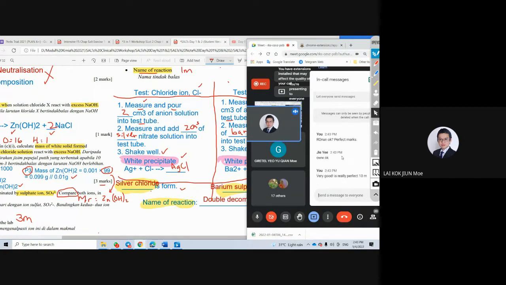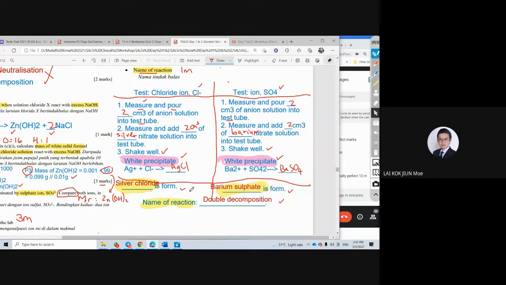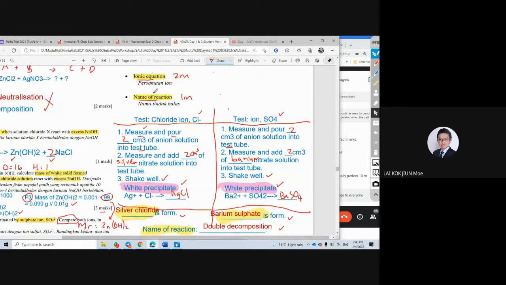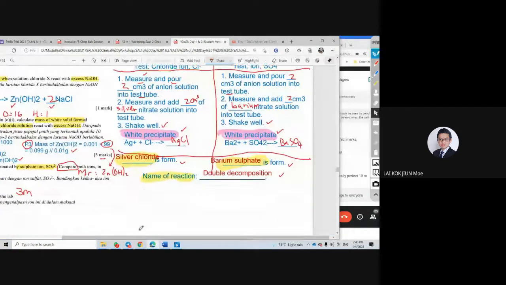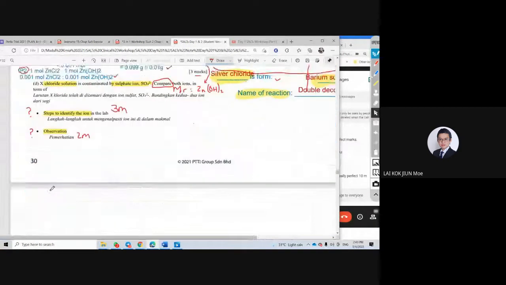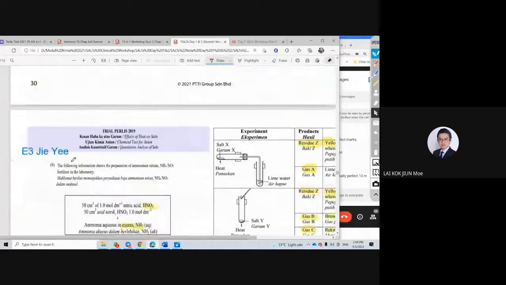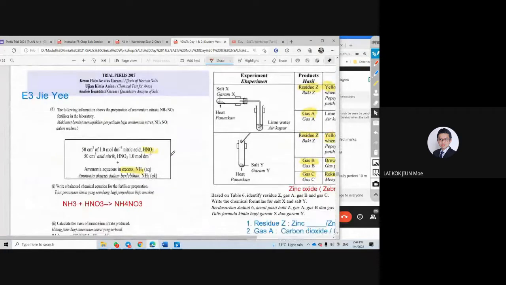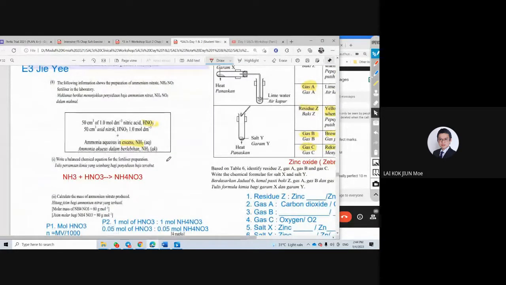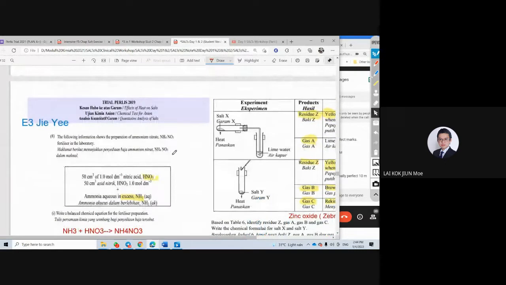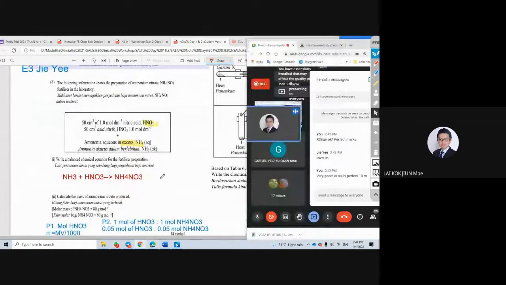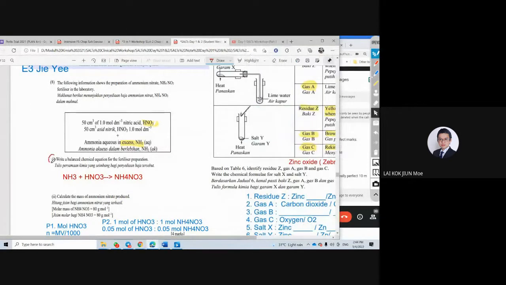Okay, already perfect. So you see, draw the table actually got advantage. Very systematic, you see. But it's okay. You want to write in the essay form, no problem. Okay, Jie, now your turn. Jie, hello, open mic, Jie. I want to listen to your voice. How do you think about question number 1?